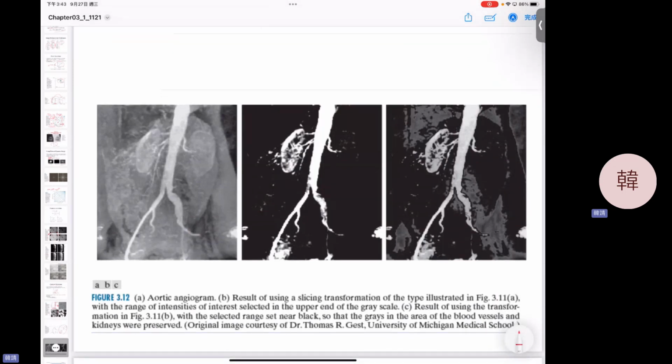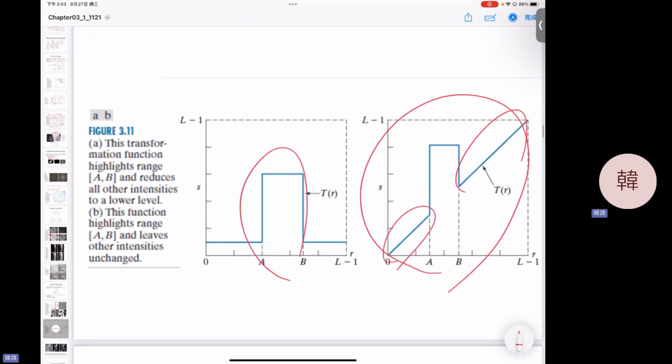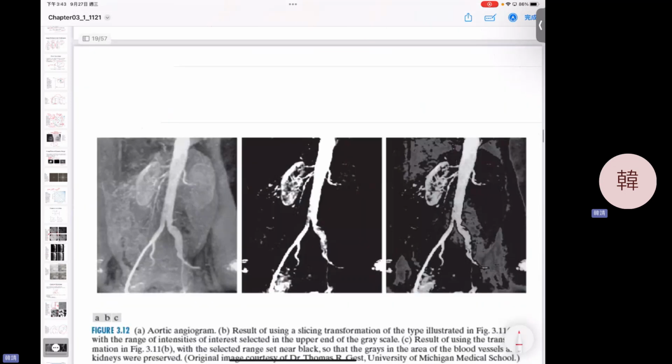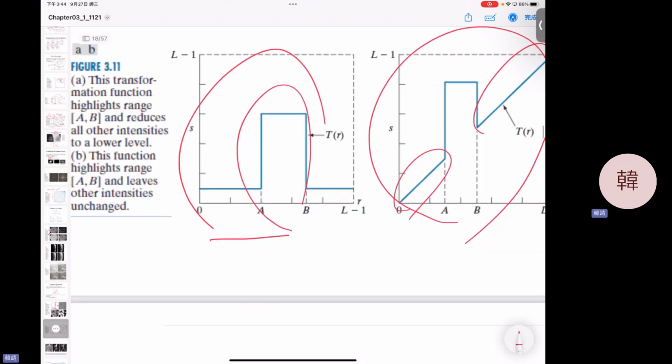So like this image. The B range is the result using the slicing transformation of this type. For the A, like this one, the left hand side transformation, or use this one, and you get this result. So a certain range, I just give a constant label. So it's white, and the background image become dark. Okay, so focus on what you want to see. In this example, we want to see the angiogram, and you just make it brighten. The background, I don't want to see, become 0. So this is using this transformation.